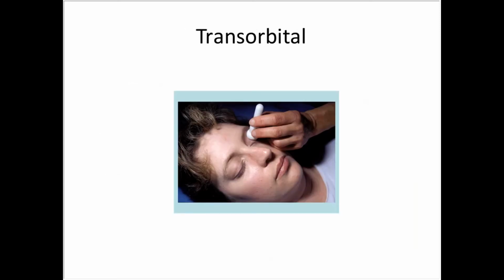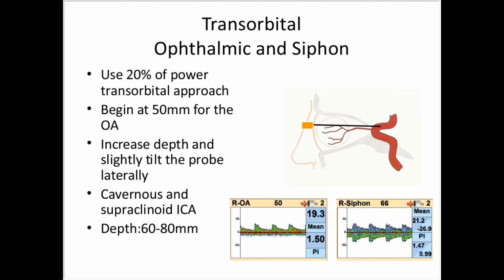Speaking of transorbital approach, we can insonate the ophthalmic and the siphon. Have your patient close both eyes, and contact lenses are usually not a problem. You use 20% of the power over the transorbital approach. We begin at 50 for the ophthalmic artery, and here's an example of the ophthalmic, normal directed above baseline. You can see that it has a lower velocity and low diastolic flow when compared to the intracranial vessels.